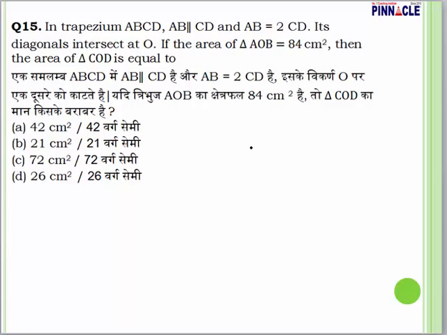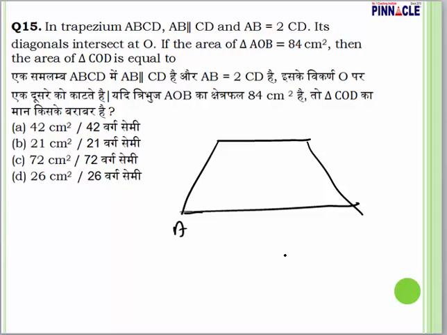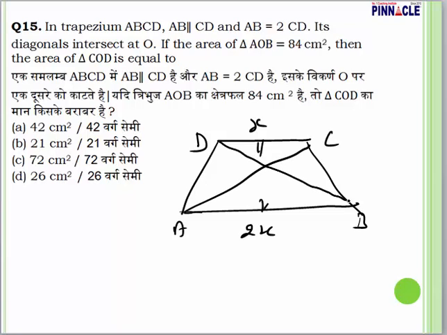Trapezium ABCD. In a trapezium ABCD, AB is parallel to CD. AB is 2 times CD. It means if this is X, then this would be 2X. Its diagonals intersect at O.